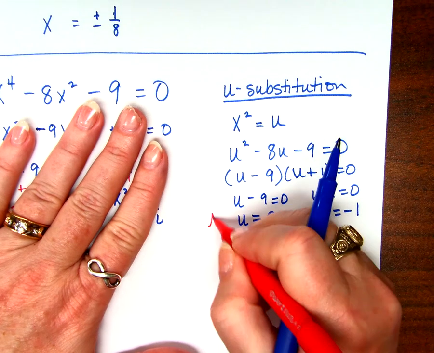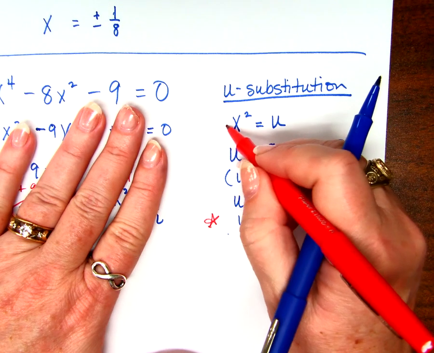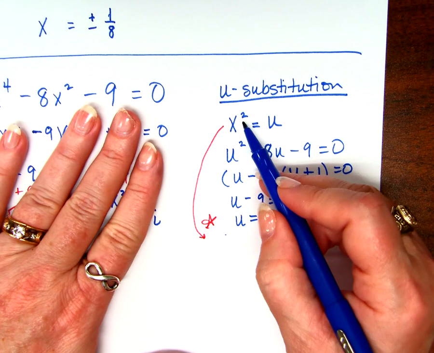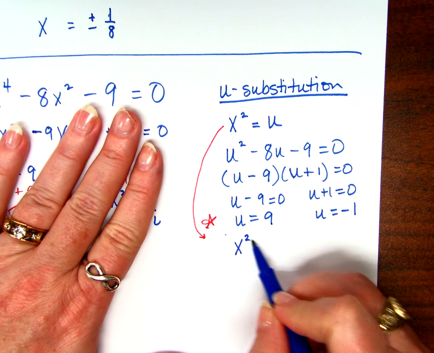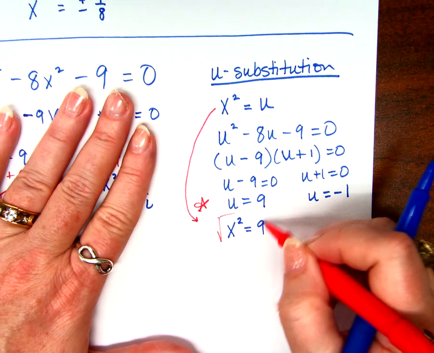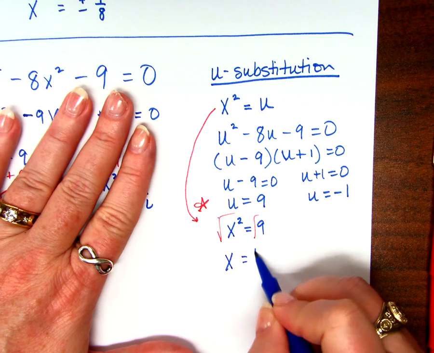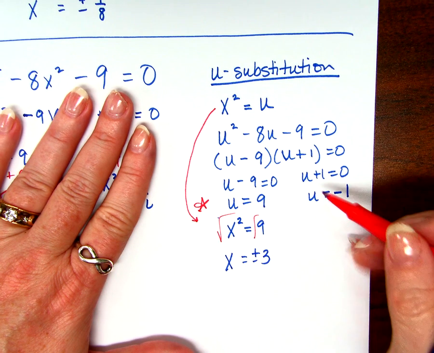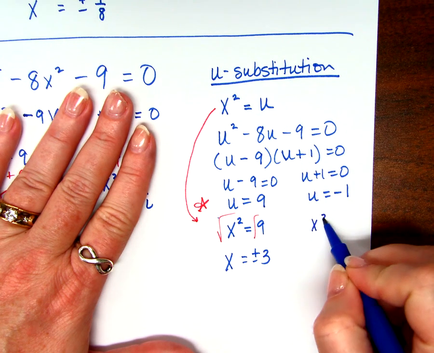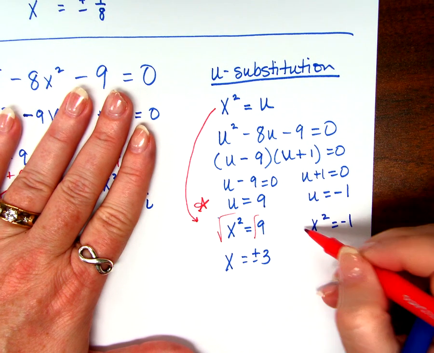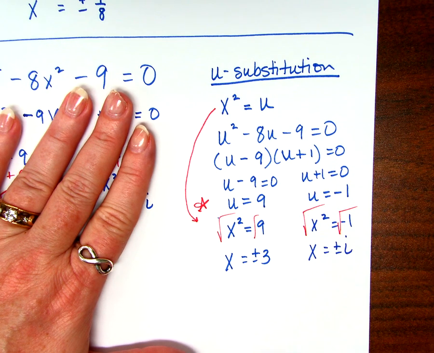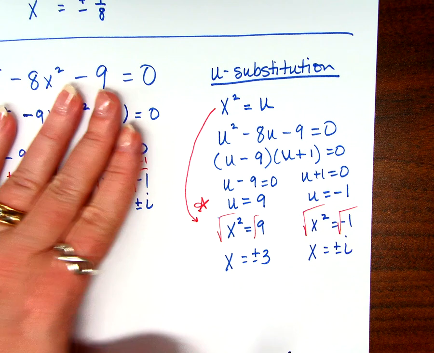But once I got to here where I have u equals something, I bring this back into the problem, because u equals 9, but I know u equals x squared. So I would say x squared actually equals 9, and to solve for x, I would square root to get x equals plus or minus 3. And I know that u equals negative 1, but I also know u equals x squared. So I would say x squared equals negative 1. To undo the squared, I would square root to get x equals plus or minus i. Does that make sense? That's U-Substitution.